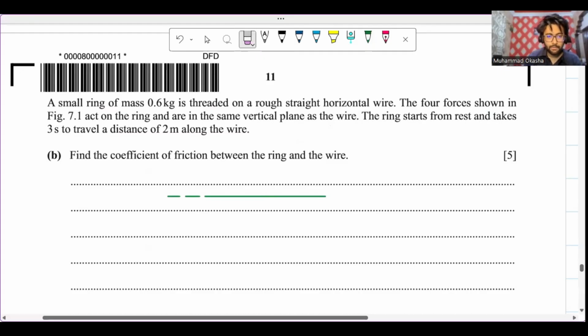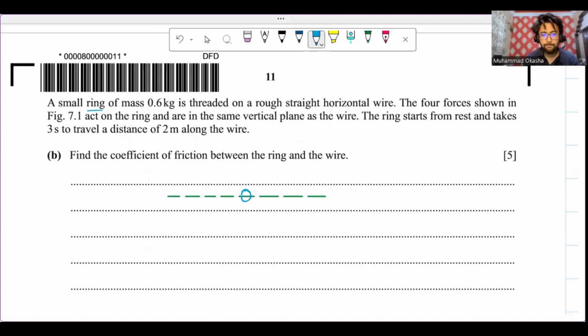I'm gonna make it a dotted. So that's a rough, straight horizontal wire. We're placing a ring on a rough, straight horizontal wire. So let's say this is a ring and slip.